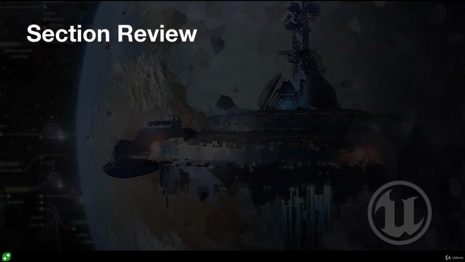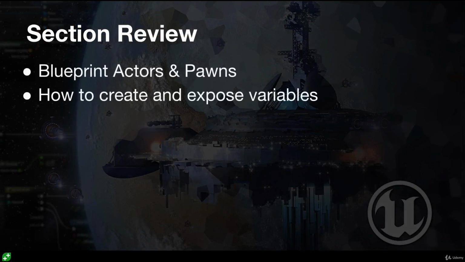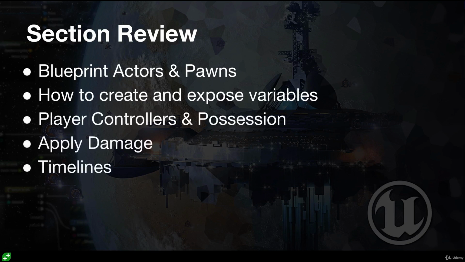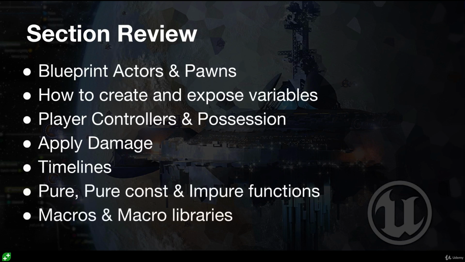Okay, awesome. So we've covered quite a lot in this section. We've covered how to create blueprint actors and pawns. We've covered how to create blueprint variables and also how to expose them. We've learnt about controllers and possession, how to apply damage to actors, and how to create timelines and timeline tracks. And we've learnt the difference between pure, const, and impure functions, and we've also learnt how to create macros and macro libraries. And we've done a lot more too, and I really hope you've enjoyed this section and that you feel like you're starting to harness the power of blueprints.